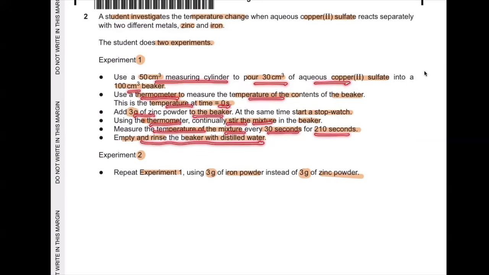Yes. No, there is no gas formed. There is only a displacement reaction.